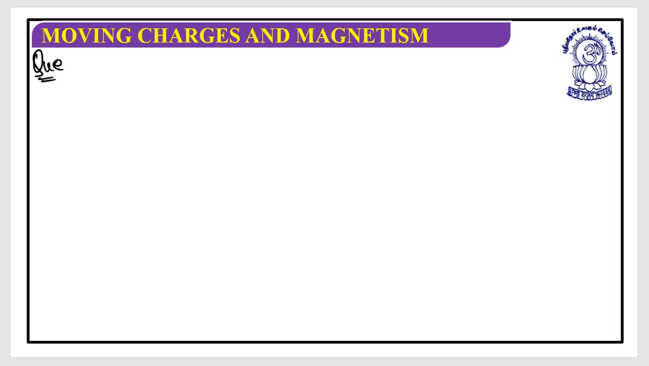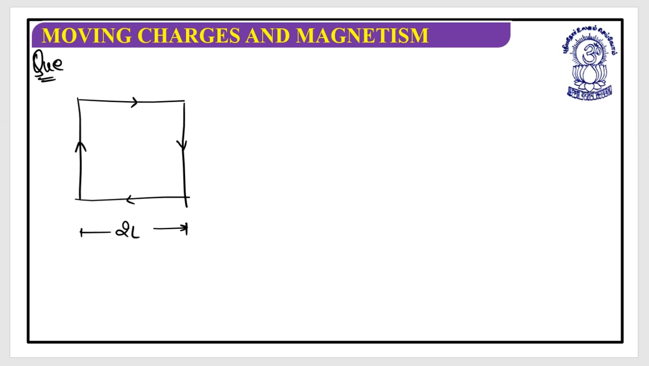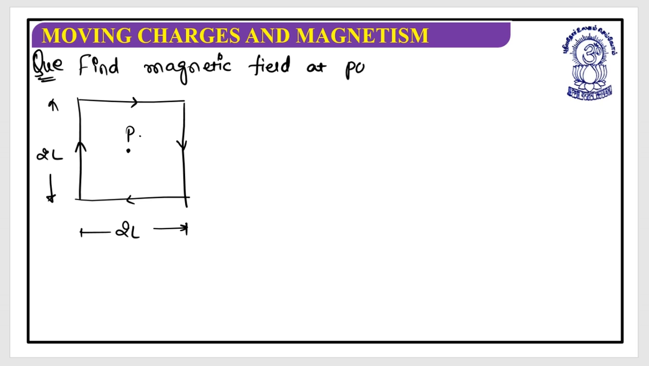So the next question is, let's suppose a square is there, something like this, and in that current is moving like this. The square has a side length of 2L by 2L. At the midpoint, a point P is there. Your requirement is to find the magnetic field at point P. The current flowing is I. The same current is flowing because it is a single wire, a single frame only.